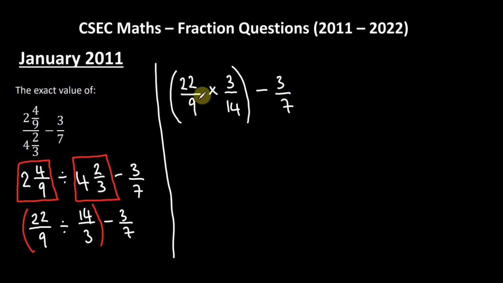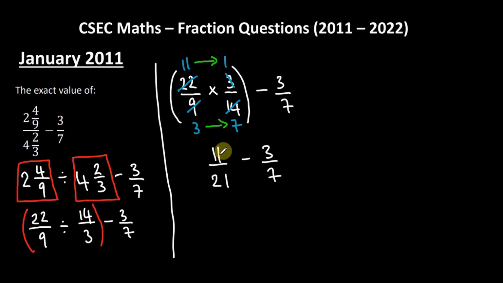Now what can we do here? We can simplify somewhat, right? So we can say 3 into itself goes 1 time, 3 into 9 goes 3 times, 2 into 22 goes 11 times, 2 into 14 goes 7 times. After which we could proceed with multiplying across. Thus we'll be left with 11 times 1 is 11, 3 times 7 is 21. We still have this minus 3/7 here.